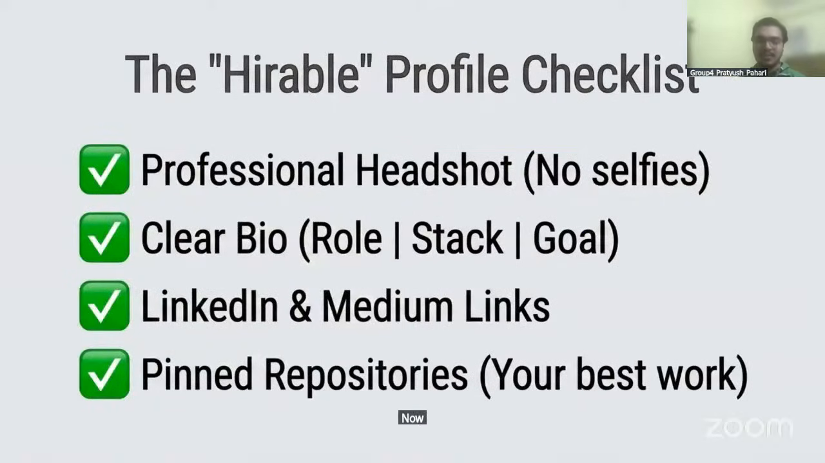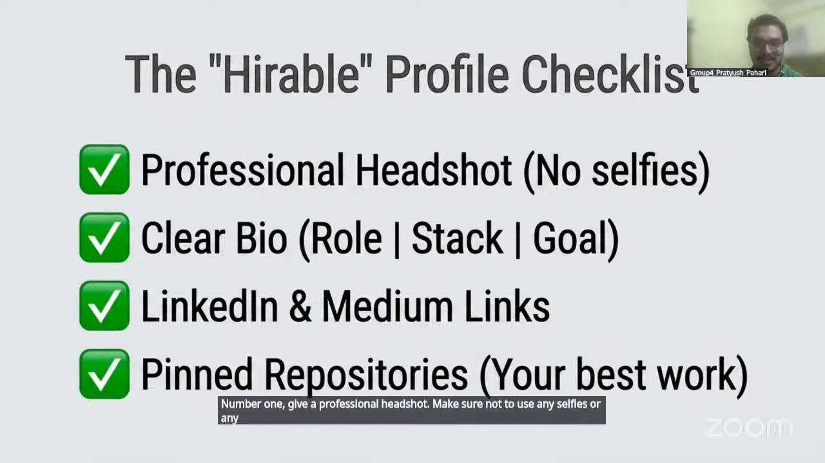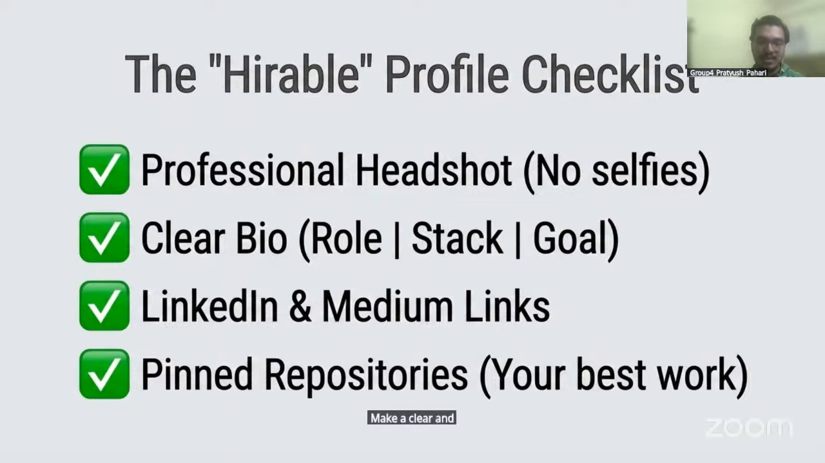Now, here is a checklist to make a professional GitHub profile. Number one, give a professional headshot. Make sure not to use any selfies or any vacation photos in GitHub. Make a clear and concise bio stating your roles, stacks, goals, etc. Attach the LinkedIn and Medium links and also attach the pinned repositories showing your best works.